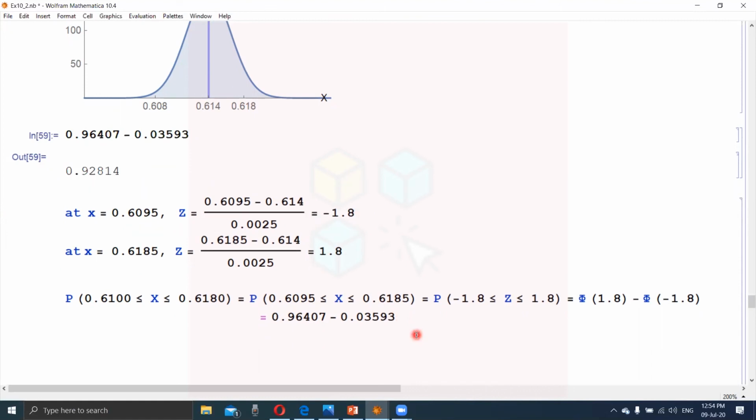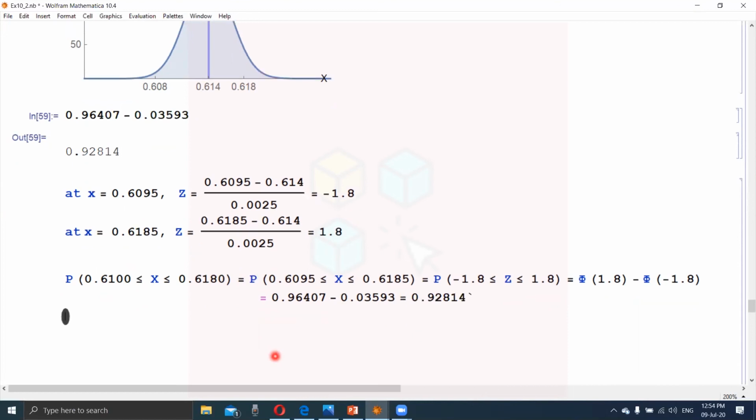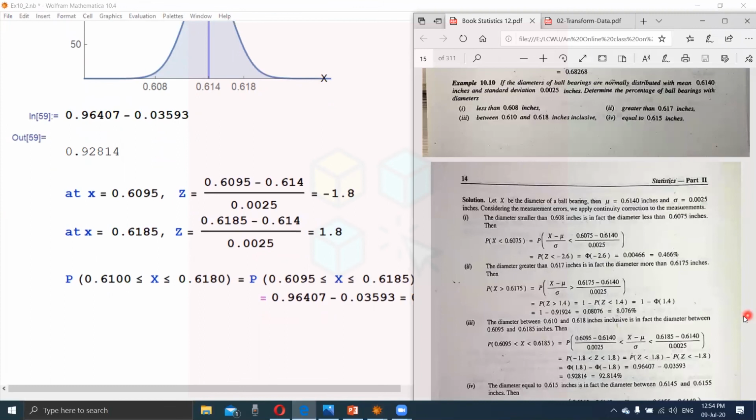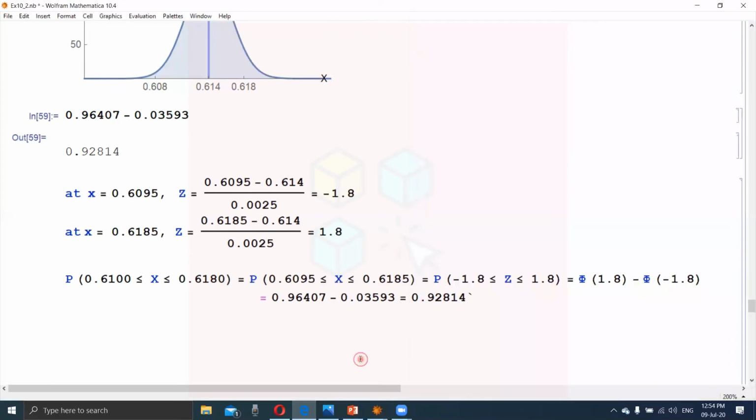0.92814. We can convert it in percentage by multiplying it by 100%. So from the book we can see the result is in percentage form, so we have to convert it in percentage by multiplying by 100%. Okay, or simply we can write it as 92.814%. Okay, now come to the last part of this question, equal to 0.615.